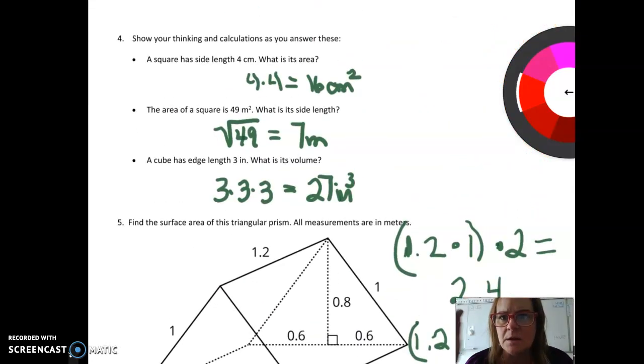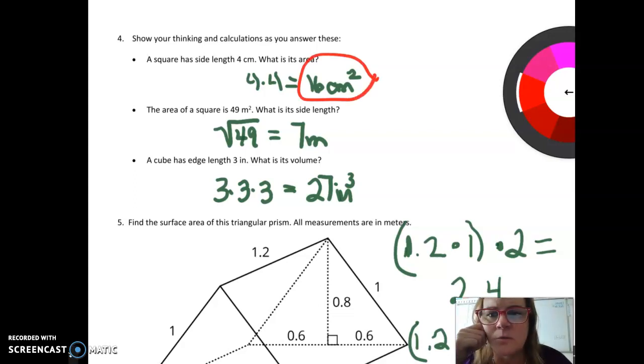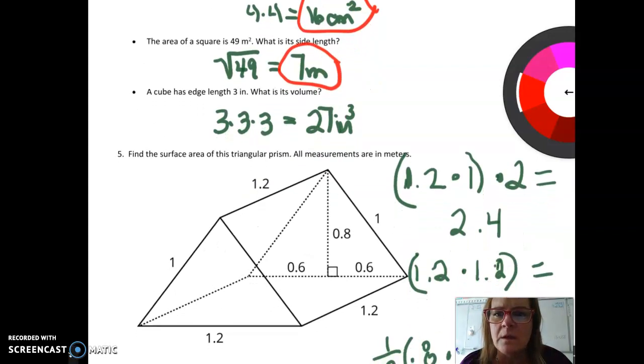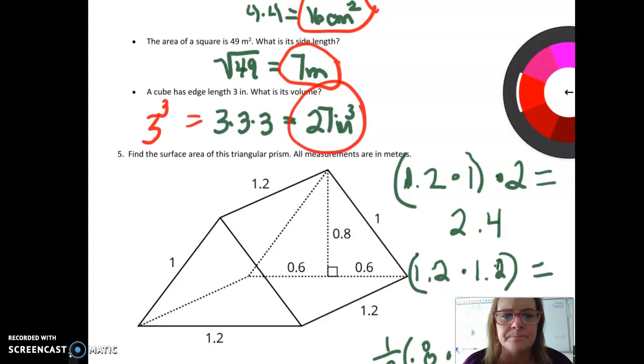All right. A square has a side length of 4 centimeters. What's its area? Well, we're just going to do 4 times 4, so we have 16. These are centimeters squared. The area of a square is 49 square meters. So its side length is going to be the square root of 49, or 7 meters. A cube has an edge length of 3 inches. What's its volume? We're going to do 3 times 3 times 3, also known as 3 cubed inches, or 27 inches cubed.